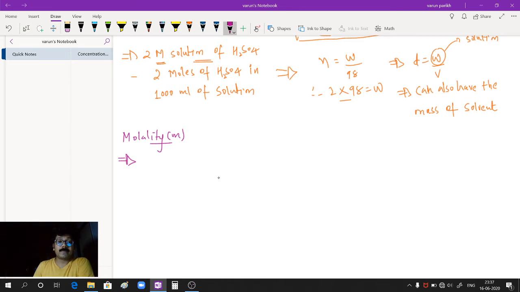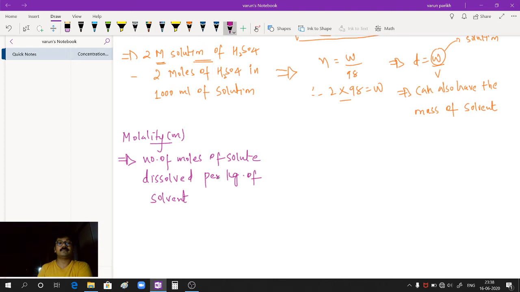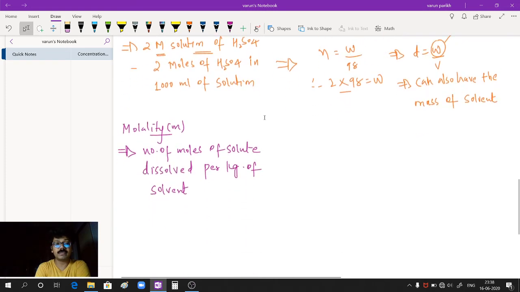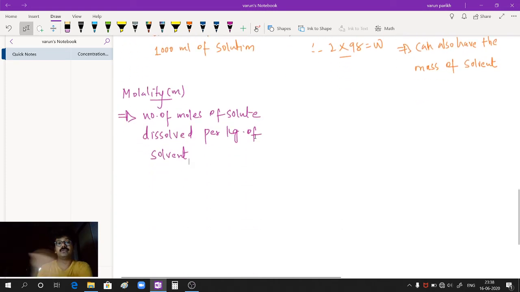So what is molality? Simple: the number of moles of solute dissolved or present per kilogram of solvent is known as molality. So let's see the difference. In molarity, it is the number of moles of solute dissolved per liter, meaning volume of solution. Here it is per mass of solvent.